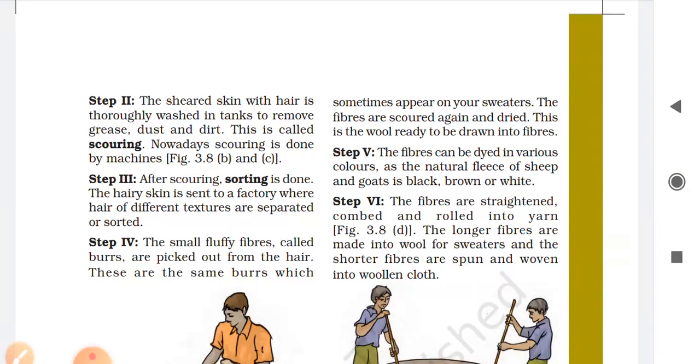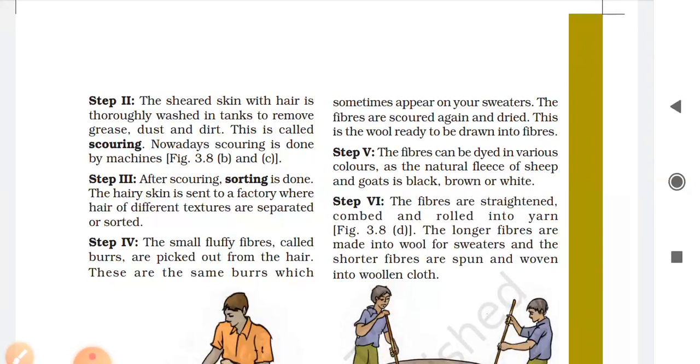Then step 4. The small fluffy fibers called burrs are picked out from the hair. These are the same burrs which sometimes appear on your sweaters. The fibers are scoured again and dried. This is the wool ready to be drawn into fibers. Step 5. The fibers can be dyed in various colors, as the natural fleece of the sheep and goat is black, brown or white. Step 6. The fibers are straightened, combed and rolled into yarn.